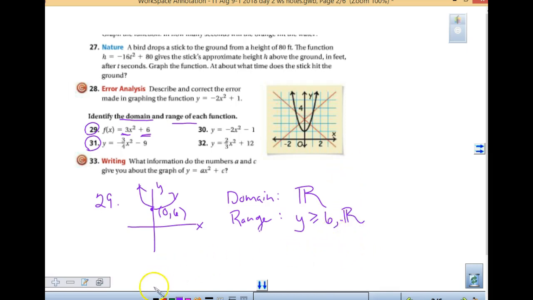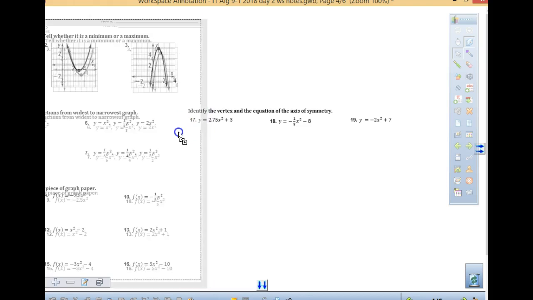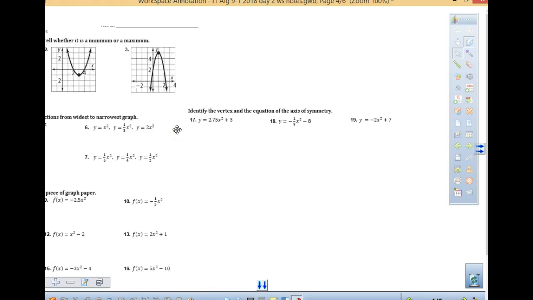Okay? So as you were looking at that, make sure that if I want my vertex, as I look at that, what do I know about this equation? Because it does not have a middle term, what do I know about my vertex? The x-coordinate should be what?